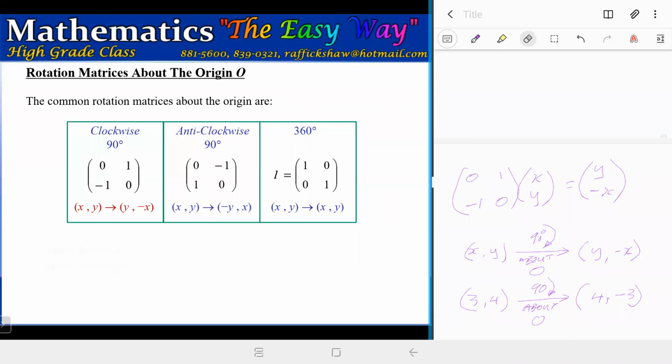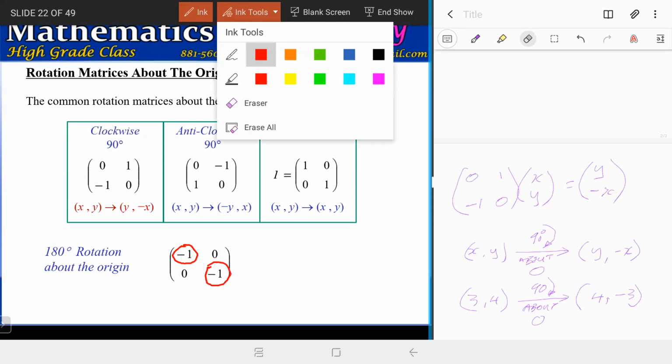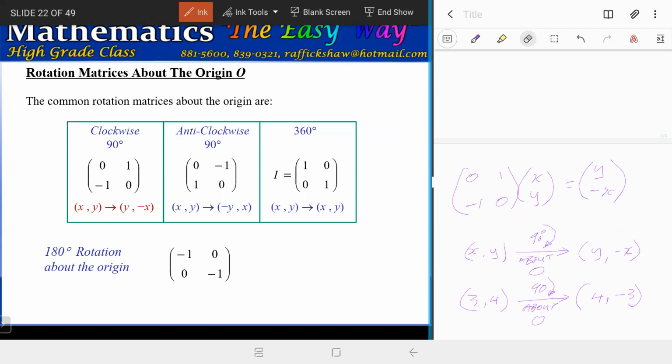And then we all know the 180-degree rotation. The 180-degree rotation, as we said, is that one: -1, 0, 0, -1. Remember, it has the y-axis reflection, -1 in it, and the x-axis reflection, -1 in it. Both of them in it. All right, that's a 180-degree rotation.